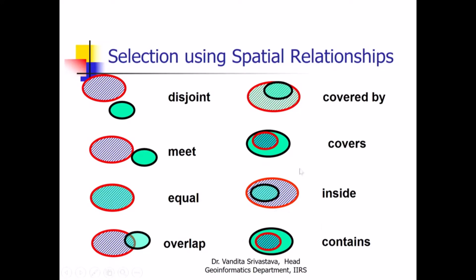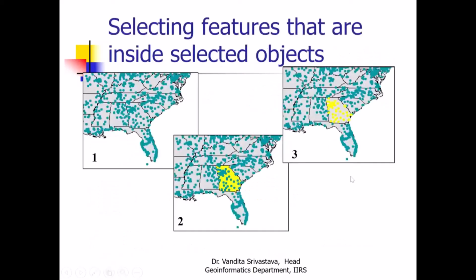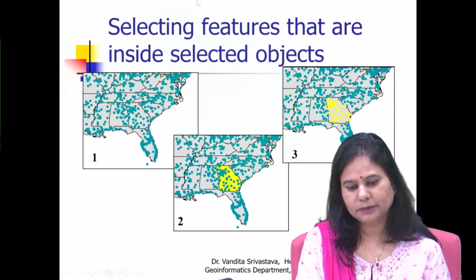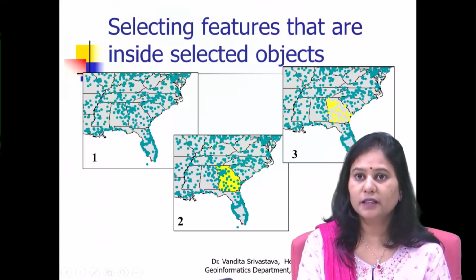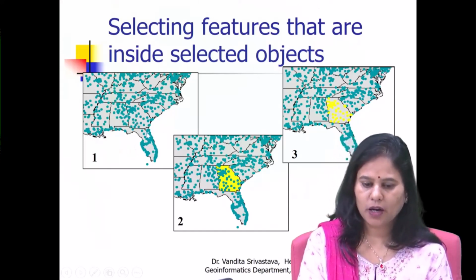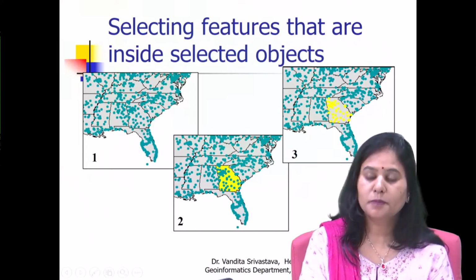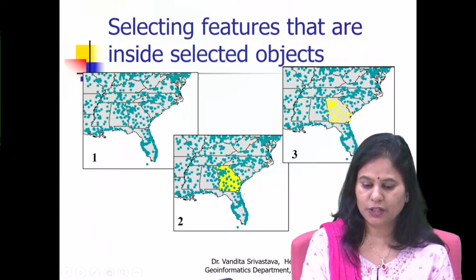Now having talked about these spatial relationships, how we can make use of these spatial relationships. So I'll show you some of the examples. Like here, these are some cities in US. Now I want to select all the cities in a specific state. Let us say the state of Georgia.